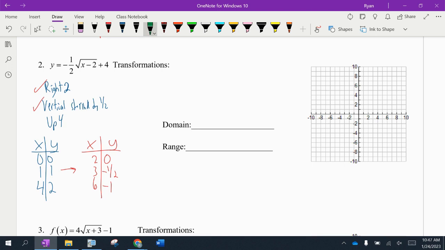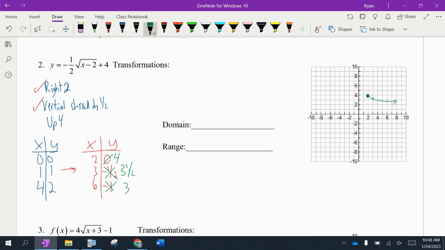And lastly, we have to go up by 4. So add 4, add 4. Oops, and add 4. So these are the points to graph. 2, 4, big point. 3, 3.5, and then 6, 3. So first point, hit those other ones.